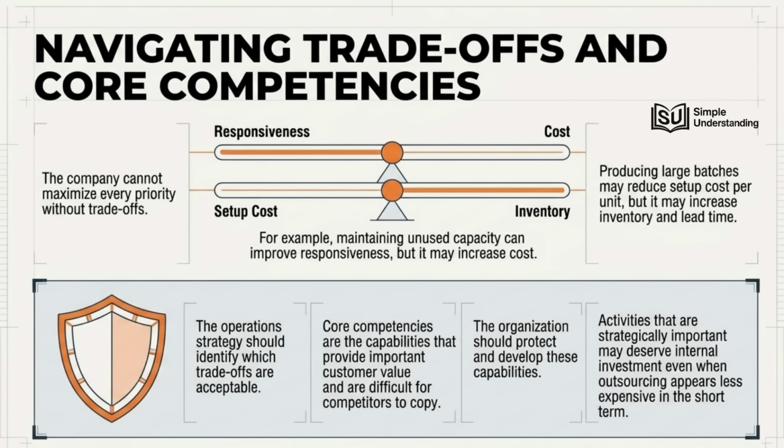For example, maintaining unused capacity can improve responsiveness, but it may increase cost. Producing large batches may reduce setup cost per unit, but it may increase inventory and lead time. The operation strategy should identify which trade-offs are acceptable.